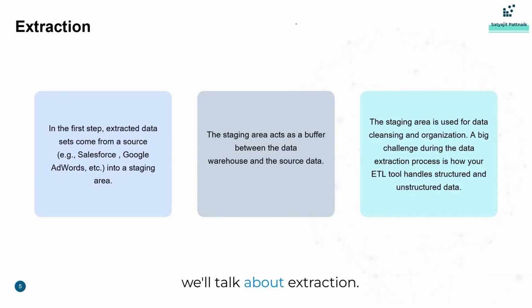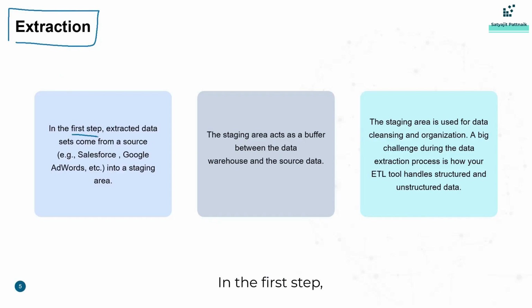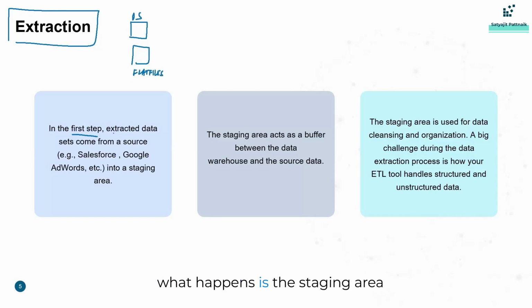In the first step, we'll talk about extraction. In the first step, extracted data sets come from a source. Your source could be anything. It could be from an operational system, your sales data, marketing data, any other data, or some flat files. Now, the staging area acts as a buffer between the data warehouse and the source data. So I'll draw a rough architecture of the ETL pipeline. We have the operating system, we have flat files, and then we have a staging environment.